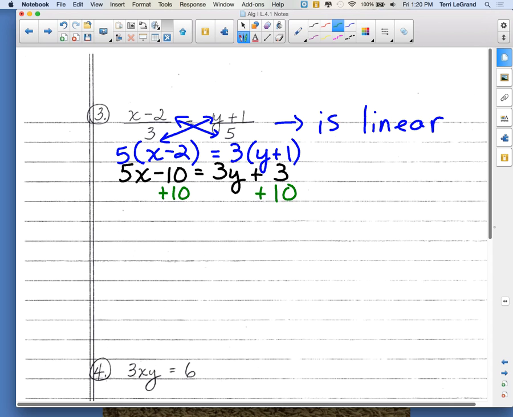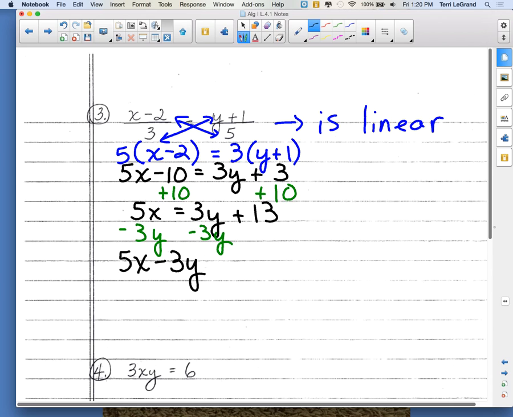Or we could have moved the y's first. That's okay. Doesn't matter which one we move. But we eventually need the constant over on the other side by itself. And now we'll get the y's over here with our x's. So we will subtract 3y. Kind of what I thought you were going to ask me to do, but you left off the y part. So we have 5x minus 3y. They're not like terms. It's the best we can do.